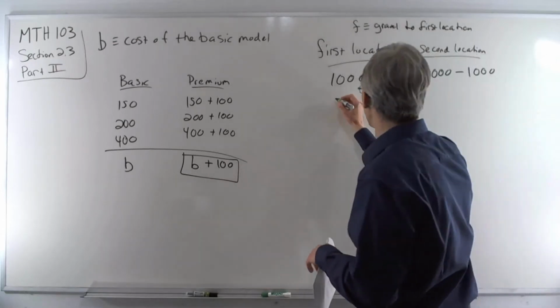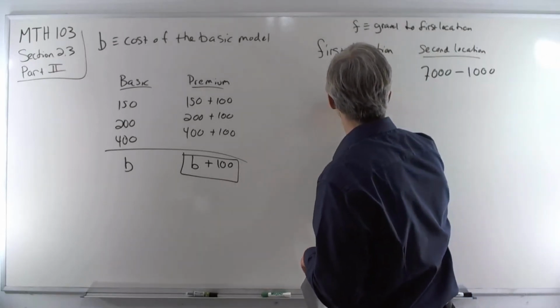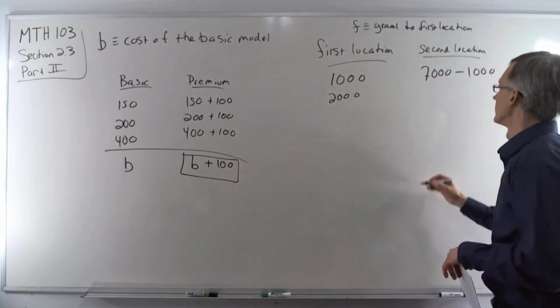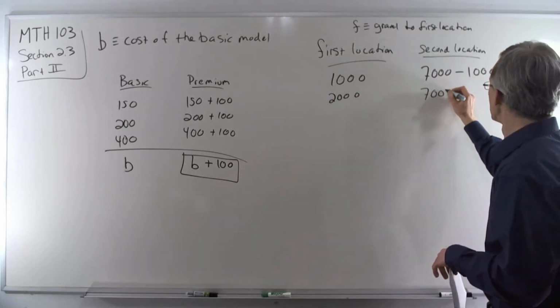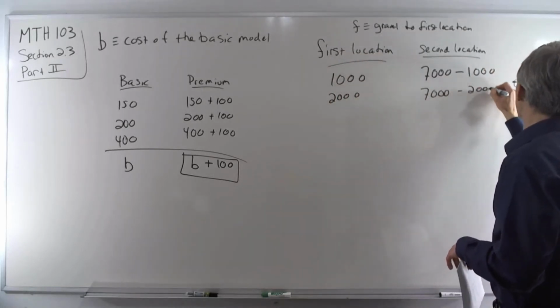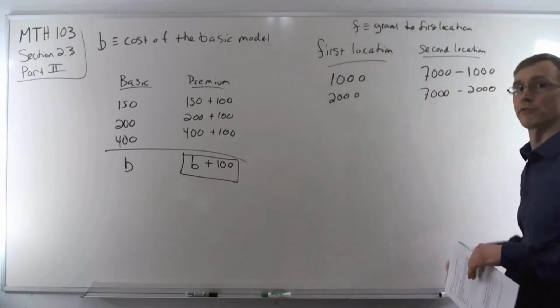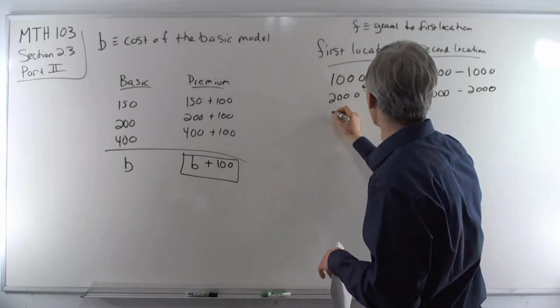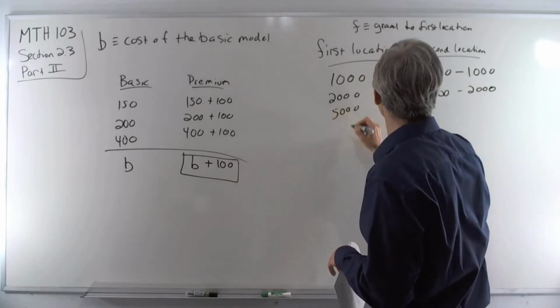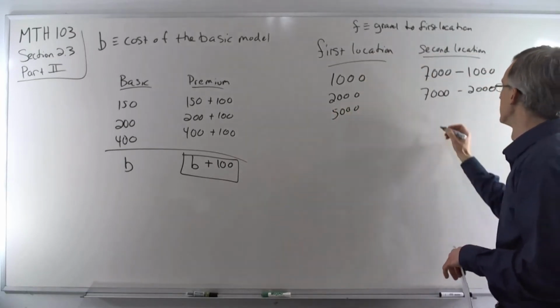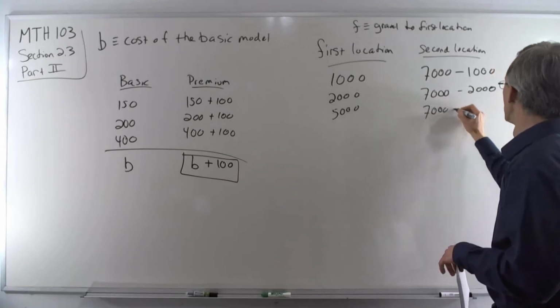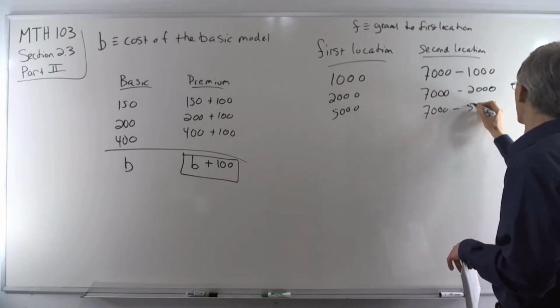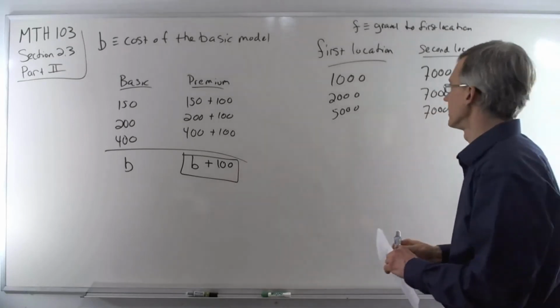Let's say I dropped off 2,000 at the first location. Then I'm starting with 7,000, dropped off 2,000, so I removed 2,000, subtract 2,000. Or let's say I dropped off 5,000 at the first location. That would be 7,000 minus 5,000. You can come up with any number like that.